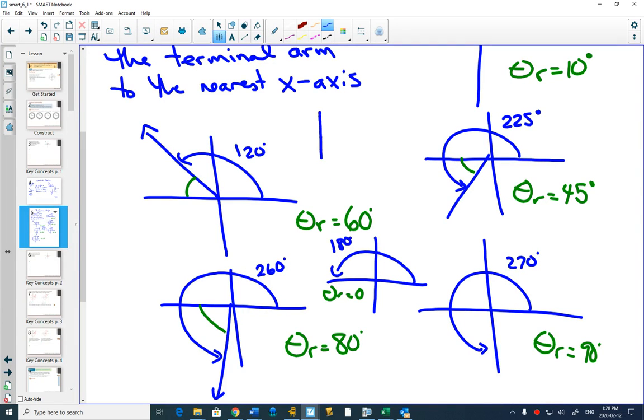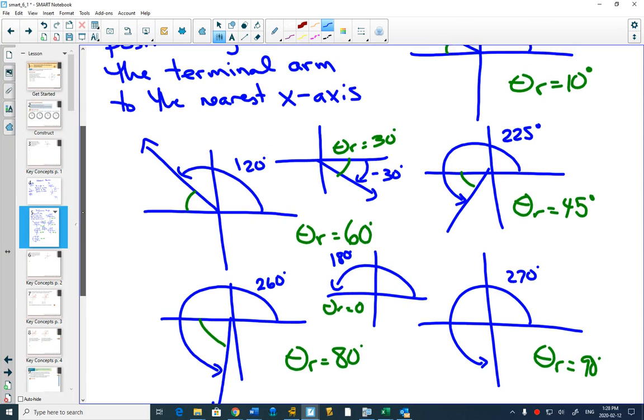Oh, I didn't do any negative ones. What happens if you went negative 30 degrees? Your reference angle would be 30 degrees. Because then you'd figure out, well, how far would it get to go back? It would just be 30 degrees. So reference angle is always positive, and it always goes back to the nearest x-axis.